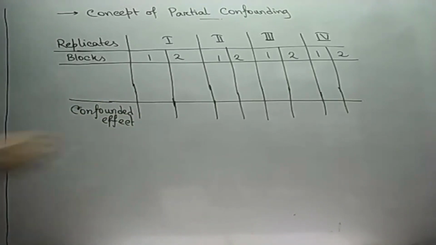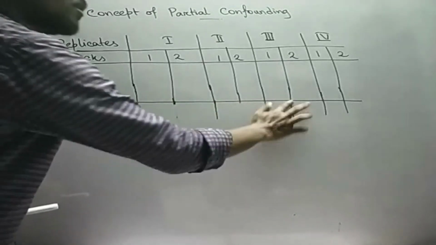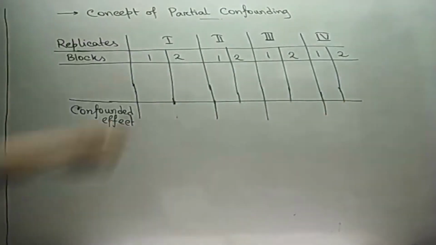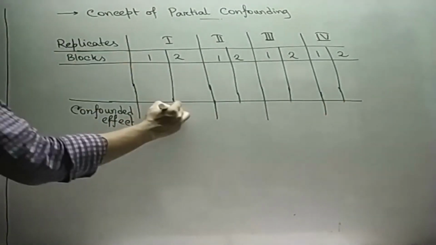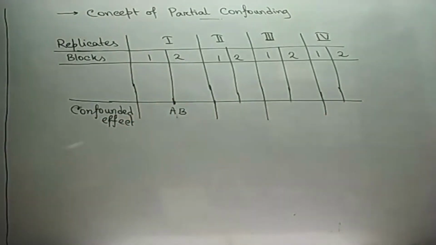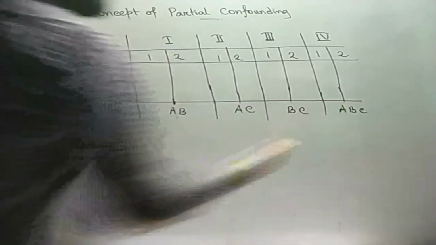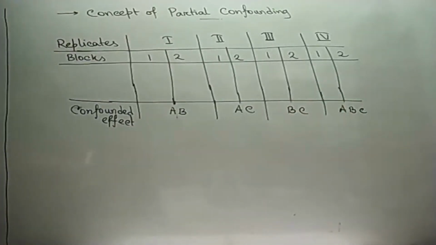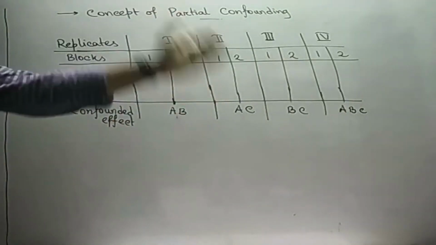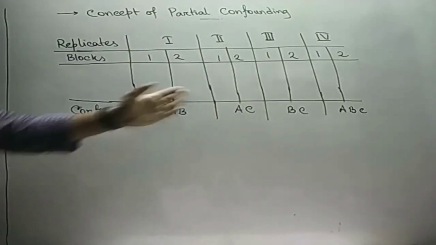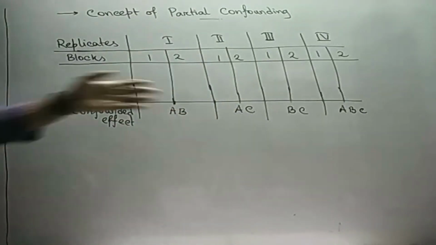Let's say in the first replicate we have to confound AB. In the second replicate we have to confound AC. In the third replicate we have to confound BC, and in the last replicate we have to confound ABC. So this is a case of partial confounding. We can see that in different replicates, different treatment combinations are being confounded.